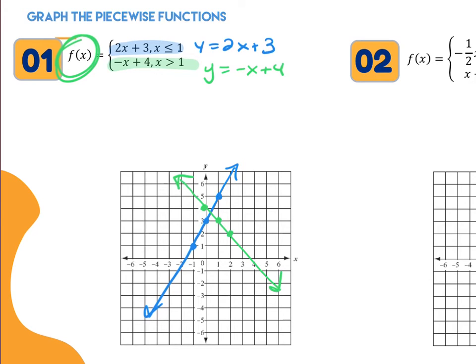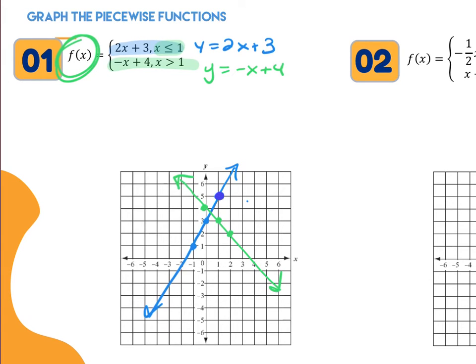For the first one, it says only keep the blue line for values of x that are less than or equal to 1. So on my blue line, I'm going to find my x where x is 1, which is here. Let me do it in a different color. Here lies, that's where x is 1, right?